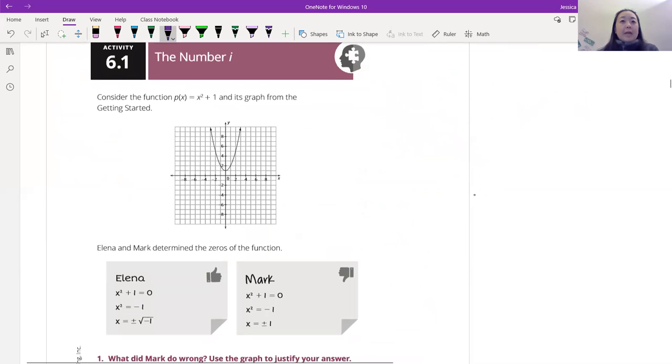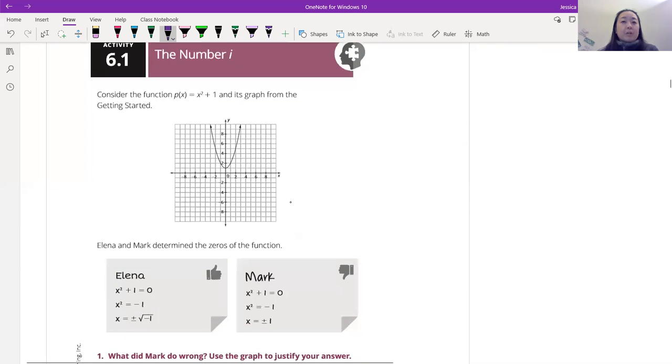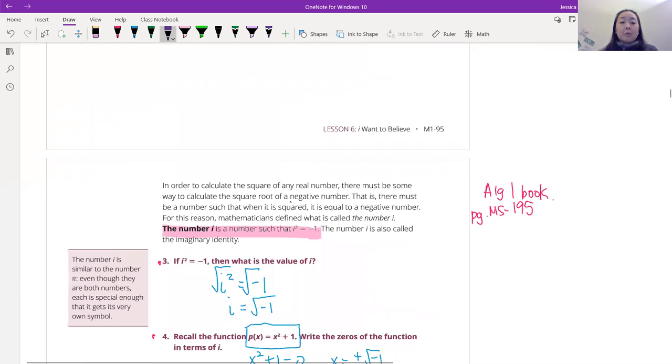We're going to move on. So this is the exact same graph as what we talked about before. This is actually in your Algebra 1 book as well.